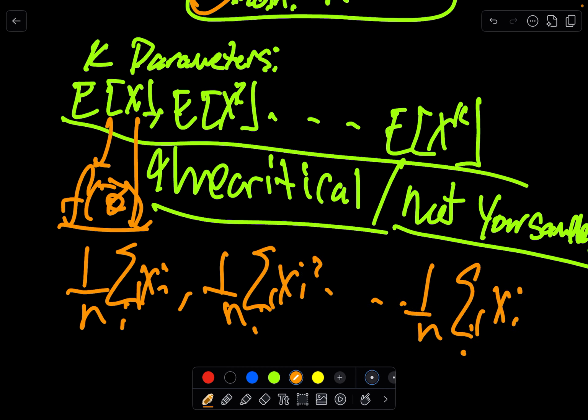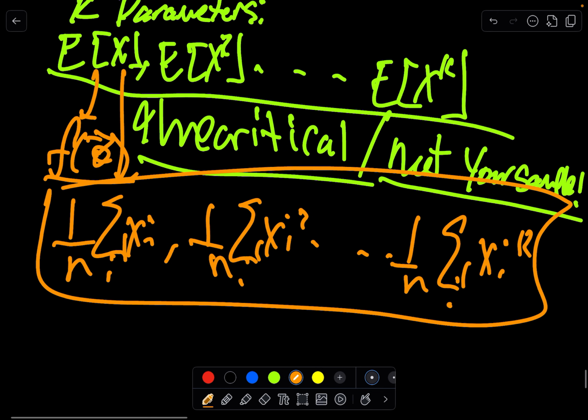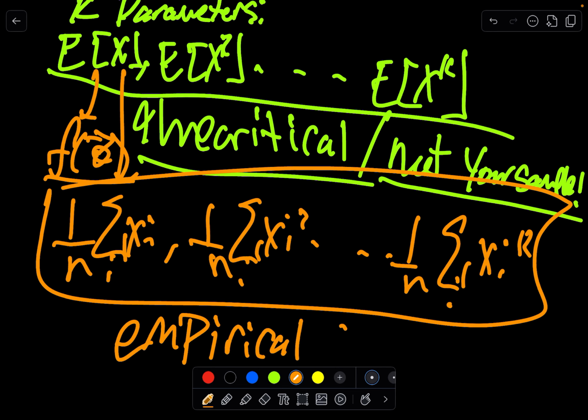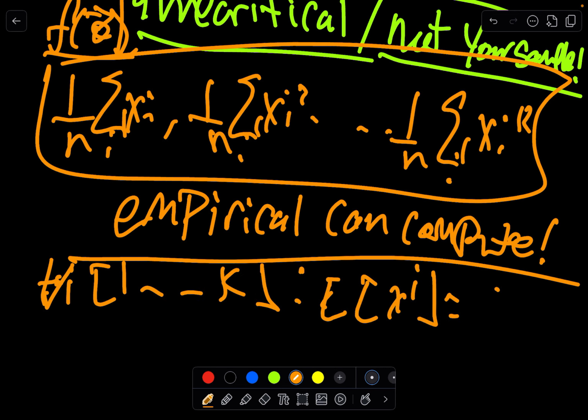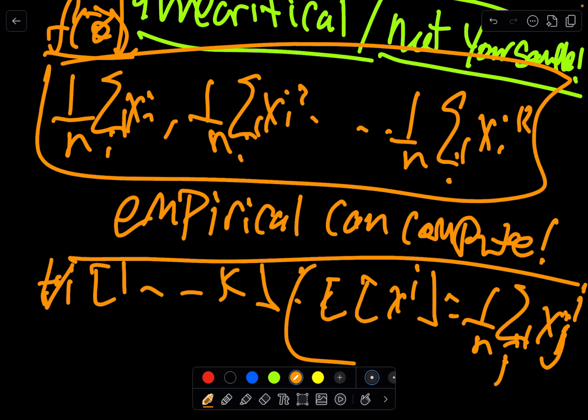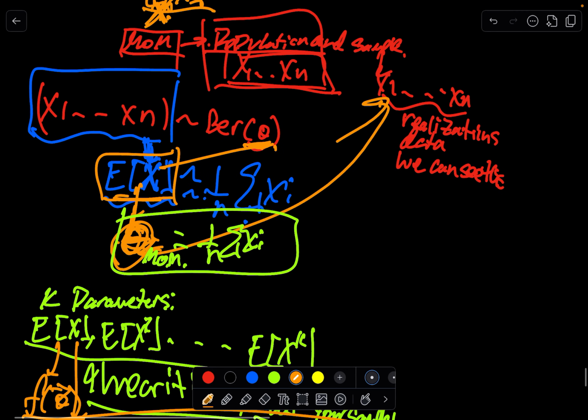Because we actually have data, we can actually compute this. So this is empirical. This is what we can actually compute. Then for all i from 1 to k, we equate the expectation of x^i to 1 over n times the sum over j of xj to the i power. Because our actual data is drawn under this process, the empirical should be close to the truth.